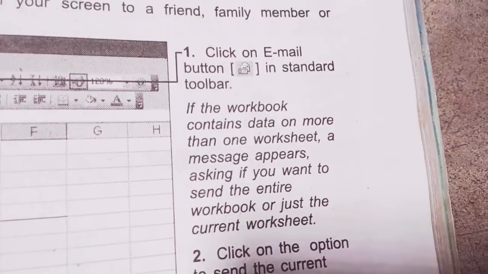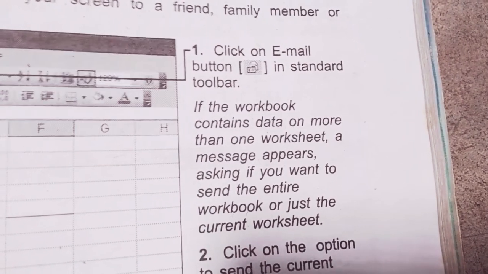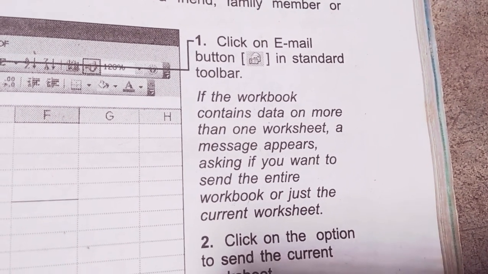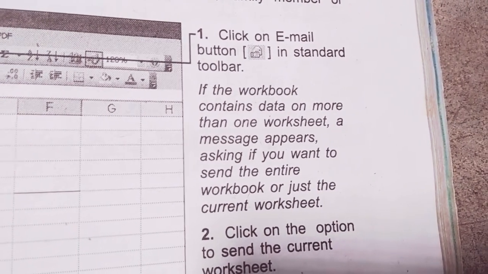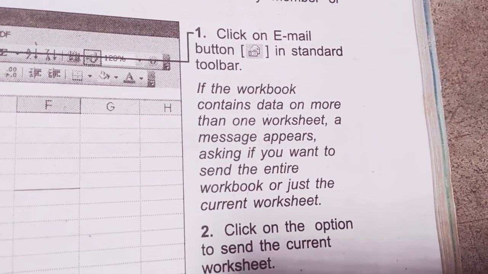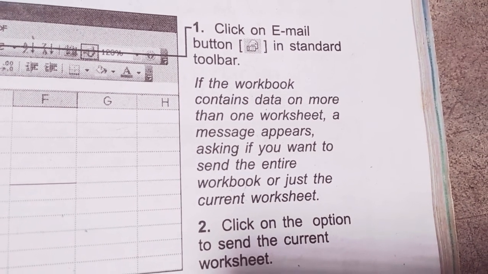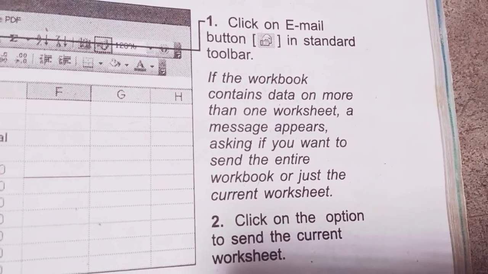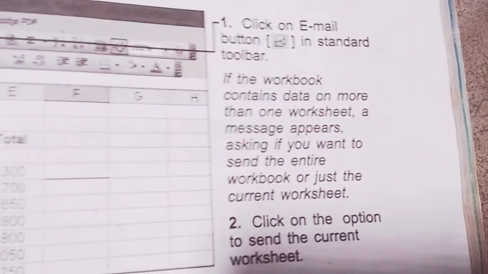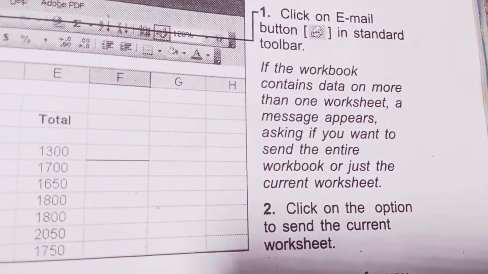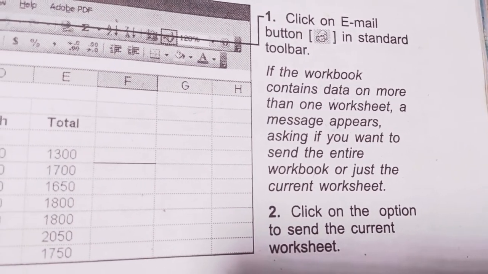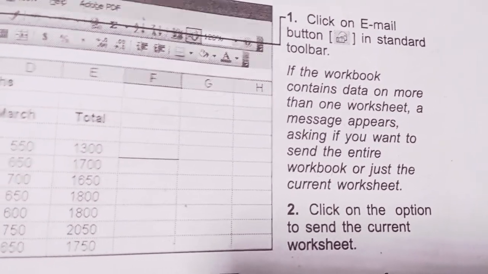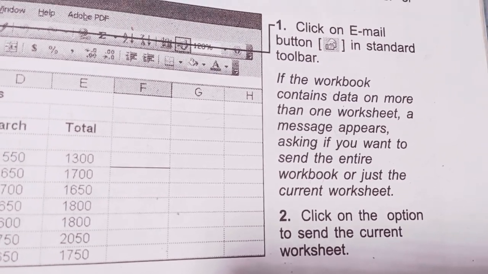So click here on the email button in the standard toolbar. If the workbook contains data on more than one worksheet, a message appears asking if you want to send the entire workbook or just the current worksheet. Means that when we click on this button, a message will appear asking for confirmation: you want to send all the worksheets or only the current worksheet.